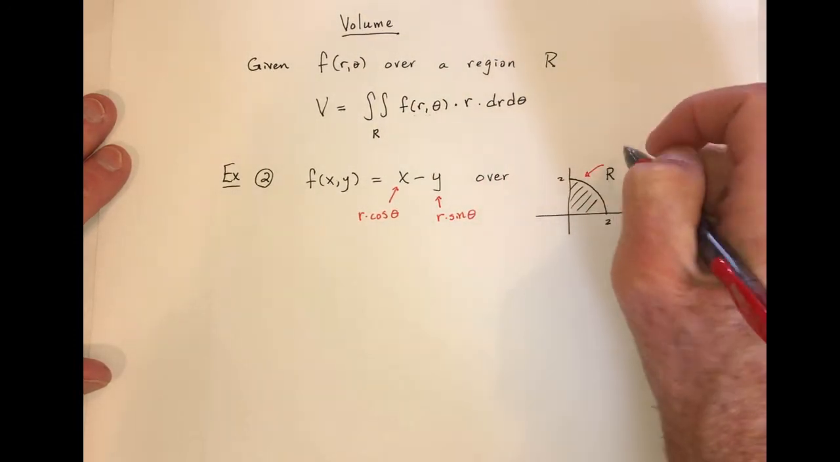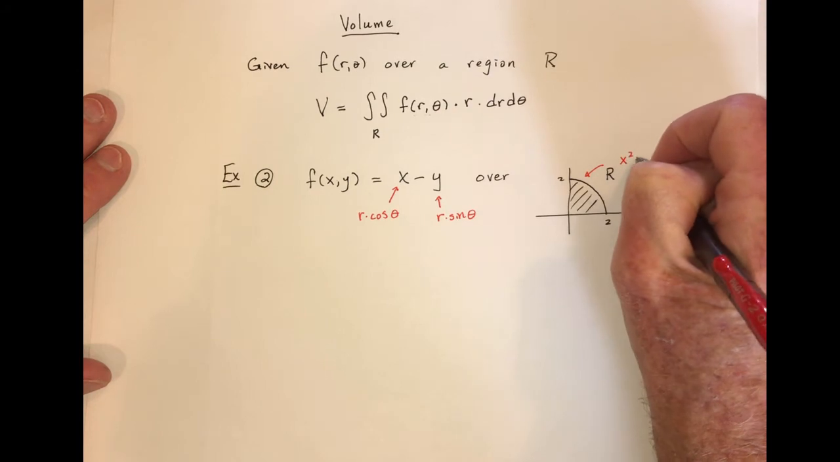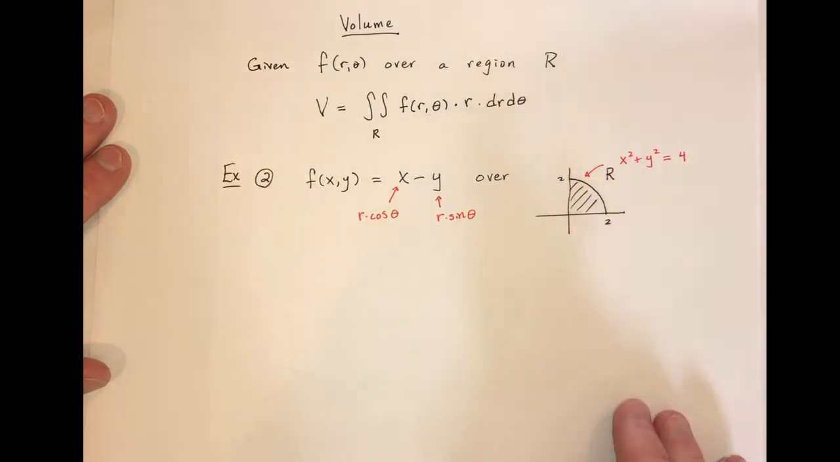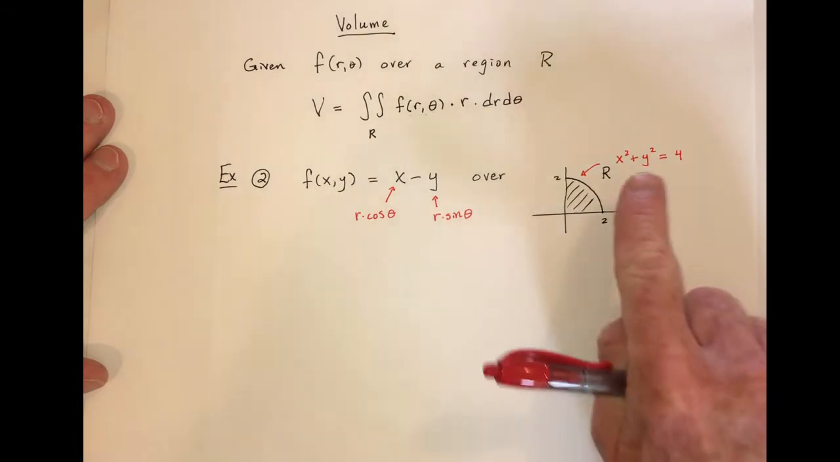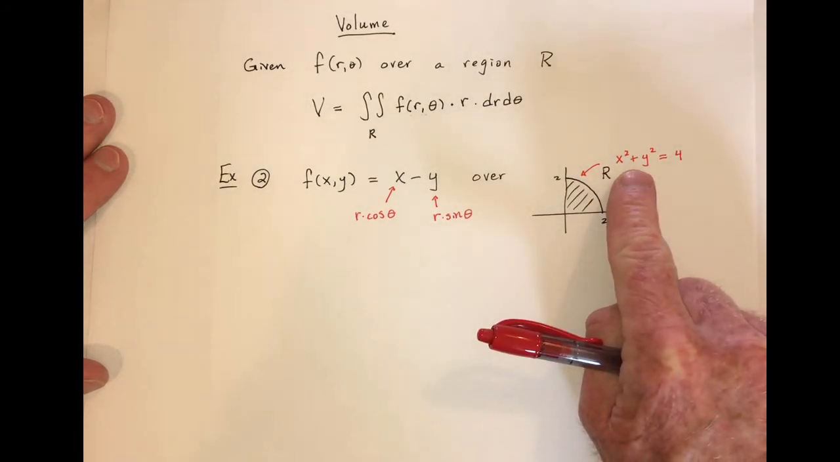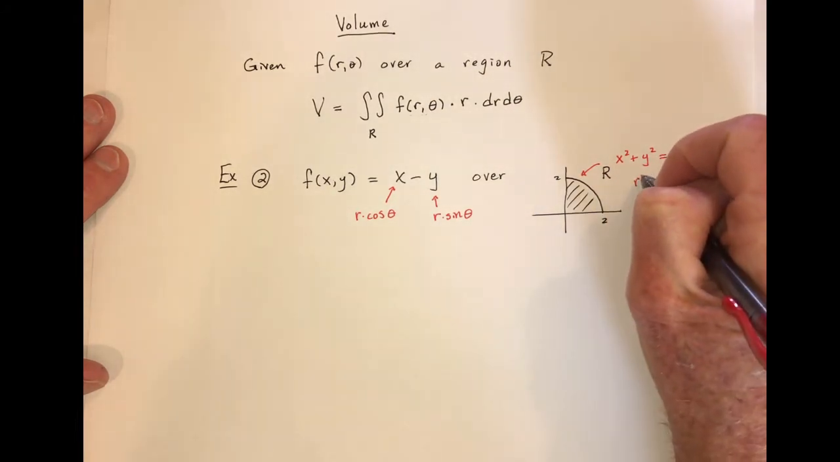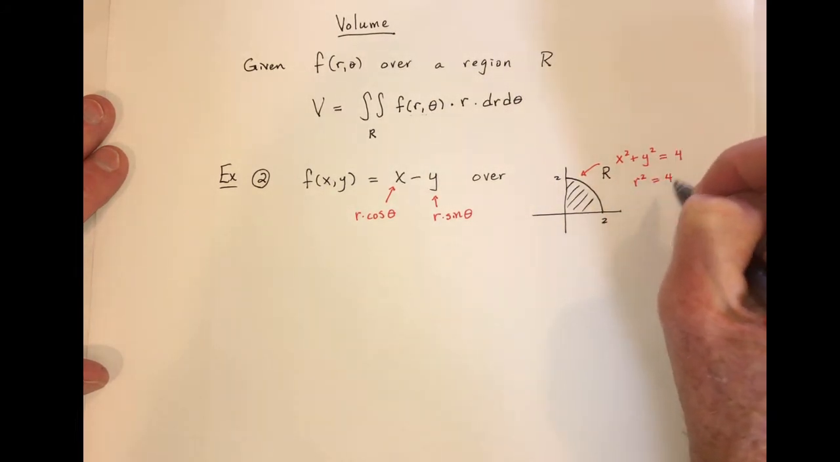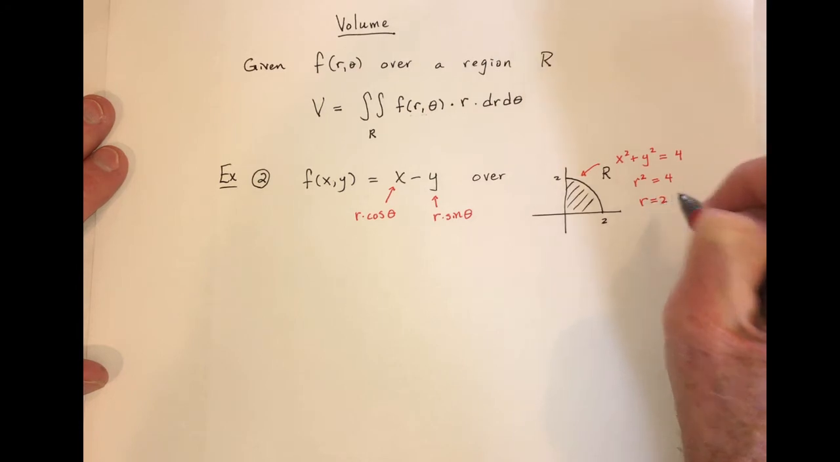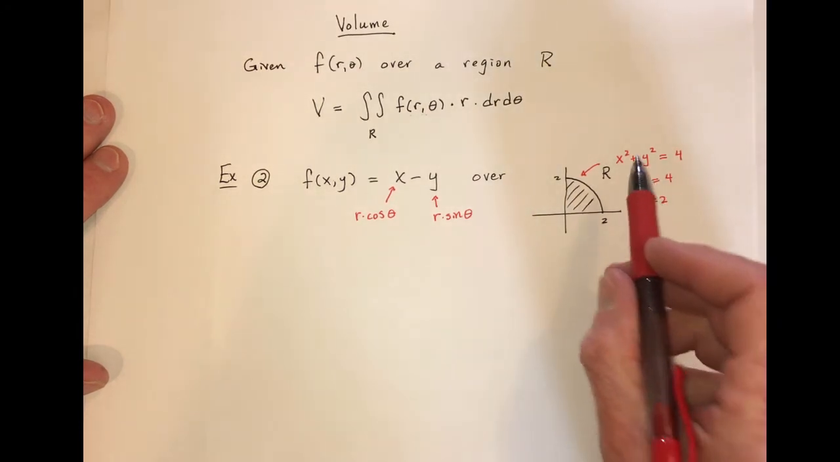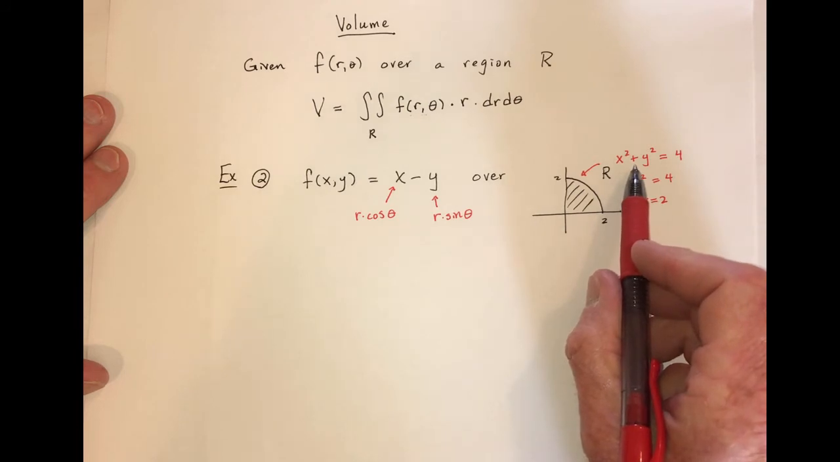For a circle, you could use x squared plus y squared equals the radius squared. But if you change this to polar form, x squared plus y squared equals r squared, or in other words, r equals 2. So it's much easier to use this function, r equals 2, than it is to use x's and y's.